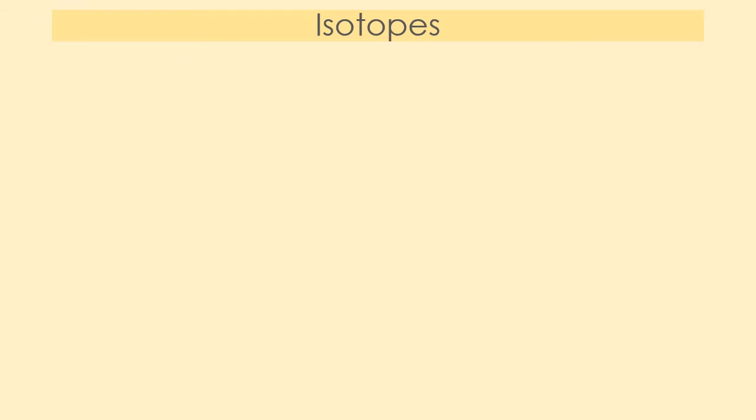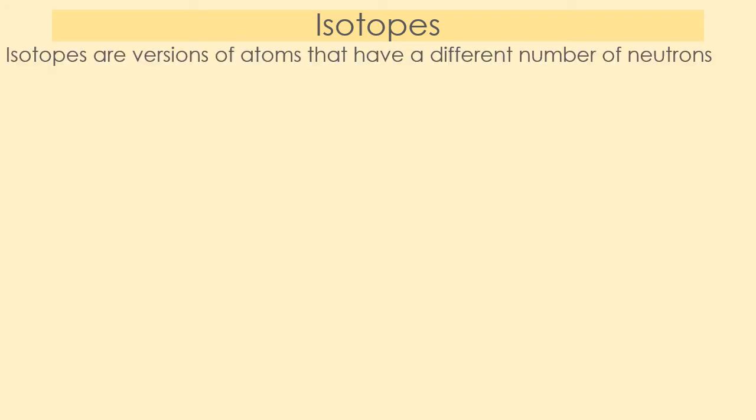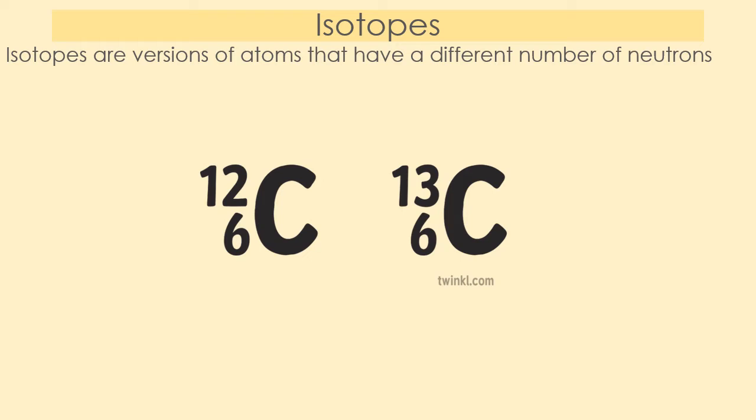So we're gonna have a little look at isotopes and what they are, because it's a useful thing to know. It comes up in chemistry and physics. So isotopes are versions of atoms that have a different number of neutrons. Now the atomic number, the protons, stay the same. I've got two isotopes of carbon. To differentiate them, we call them carbon 12 and carbon 13. These numbers here are the mass number. We use the mass number to identify the isotope.